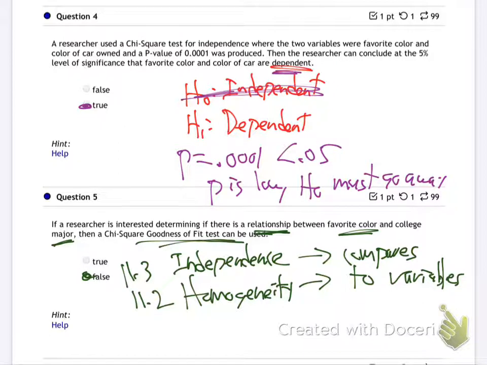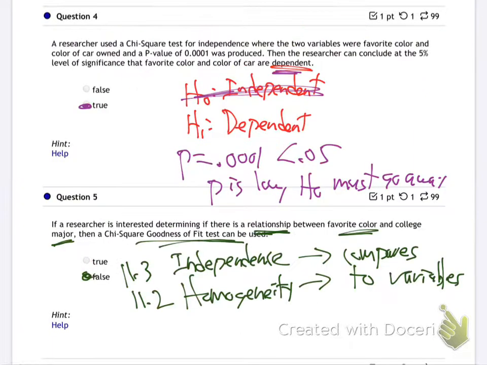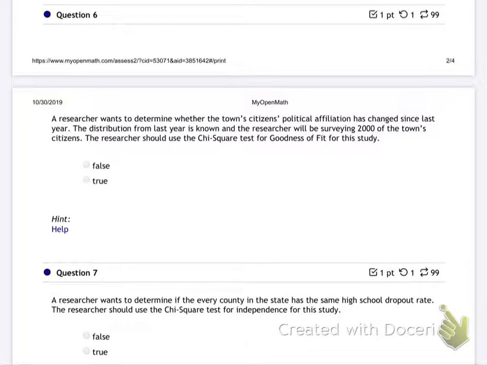So comparing two variables, if you're doing some kind of study and you want to see if there's a relationship between like favorite color and major, that's an independence test. See if those affect each other or not. Two variables. Whereas goodness of fit is a different deal. It's a bunch of categories, as we've seen, right? This was goodness of fit back here: blood type for the general population and the geniuses. That's goodness of fit. All right, on to number 6 we go.